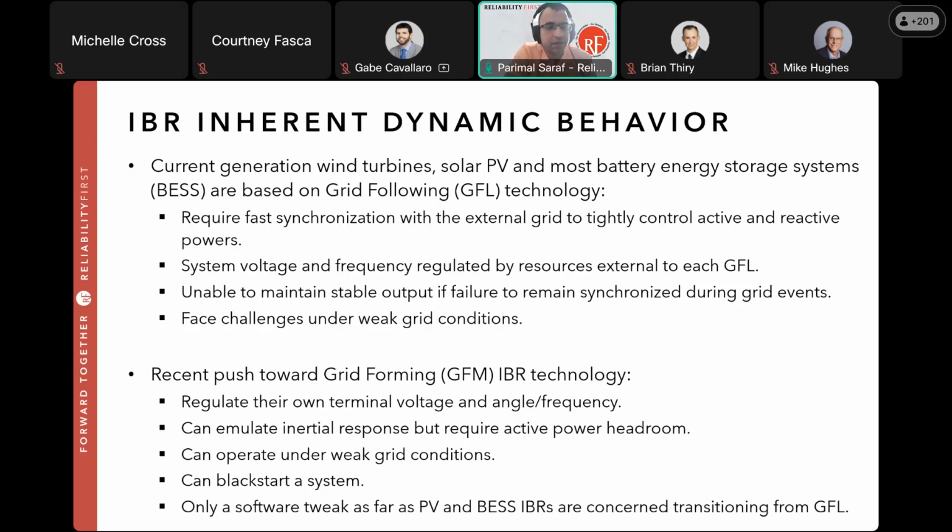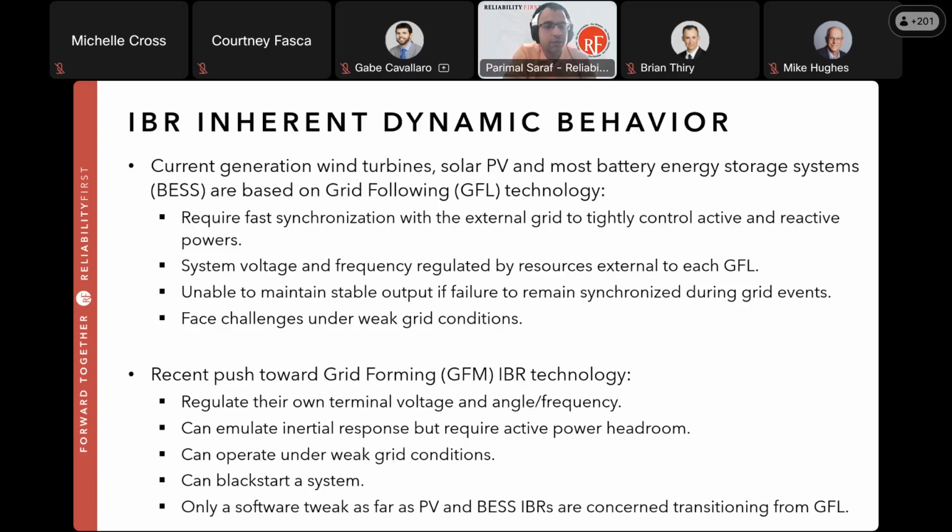And these kinds of IBRs face challenges under weak grid conditions, and that's how EMT became popular, because there were certain phenomena observed with these grid following inverter technologies in weak grid conditions that brought EMT analysis to the forefront a lot of years back.